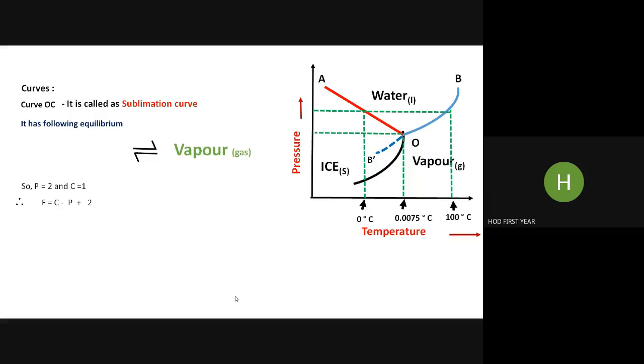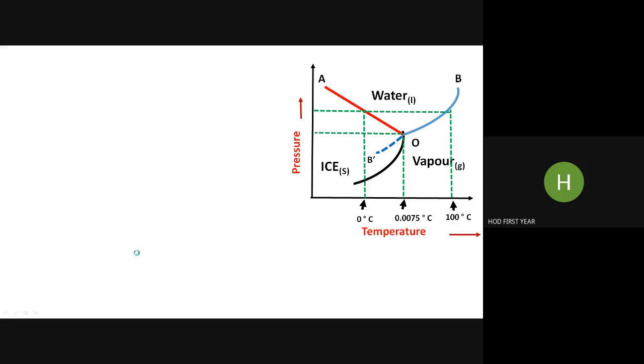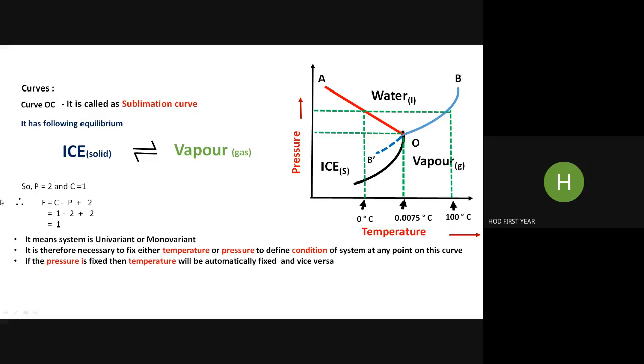Then curve OC, this curve, here the equilibrium is ice with vapor, right? So obviously phases 2, component 1, so degrees of freedom 1. Again, the same interpretation. Since F is equal to 1, the system is univariant or monovariant, so we need to fix either pressure or temperature to define the condition of the system at any point on the curve.